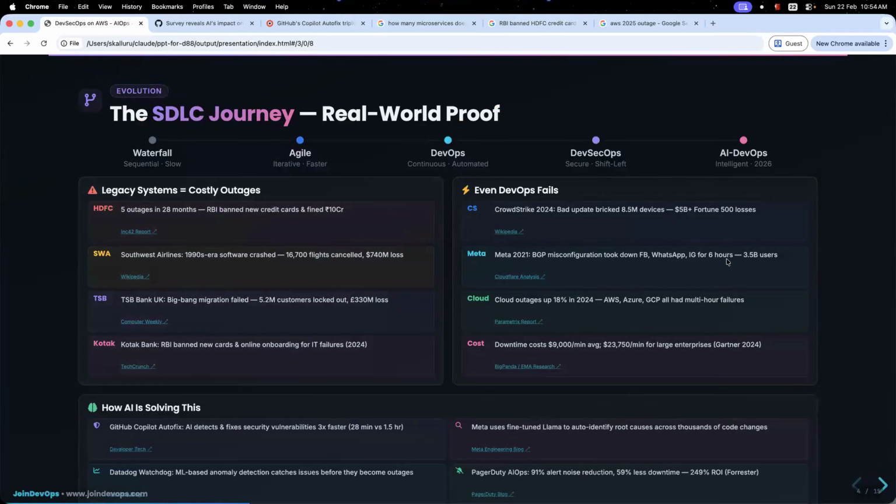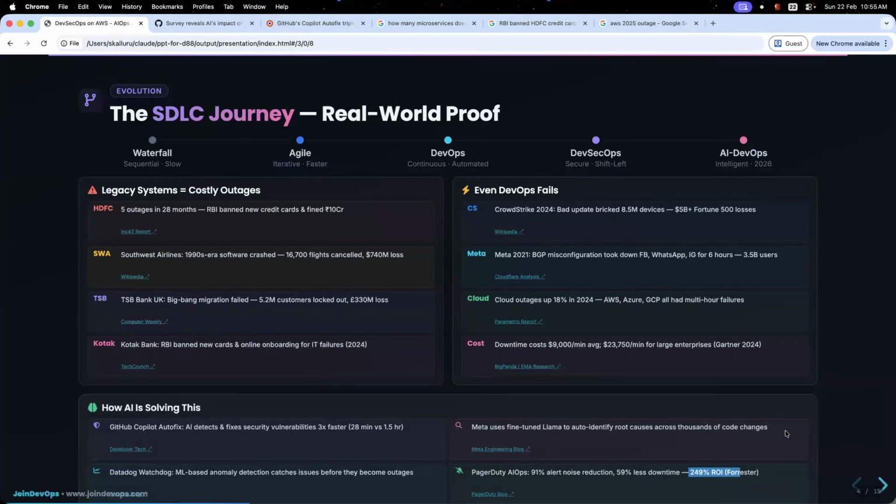Let's move to the next one here. Yeah, this is the major thing I wanted to talk about: where humans can't scale and you essentially need help. There are certain case studies: with AI detection, GitHub made vulnerability fixing 3x faster, and Meta has fine-tuned Llama to automatically identify the root causes of issues. PagerDuty tells us there is a 91% reduction in alert noise, which is very important, and their ROI has increased to 249%. These are all publicly available documents, and you can read them if you're interested.